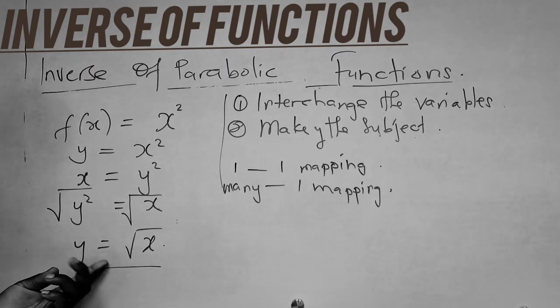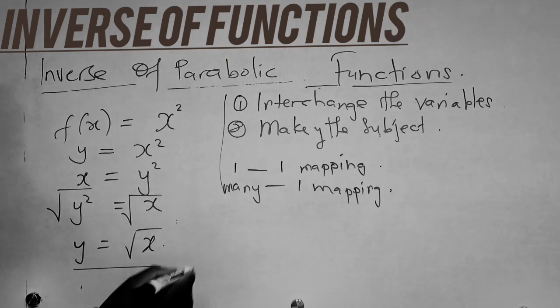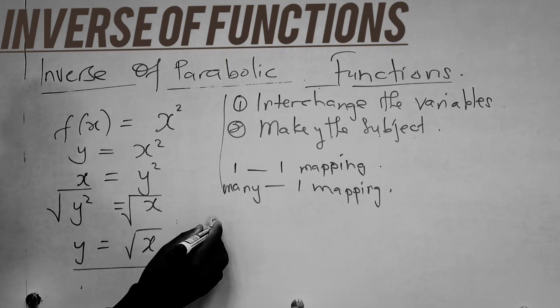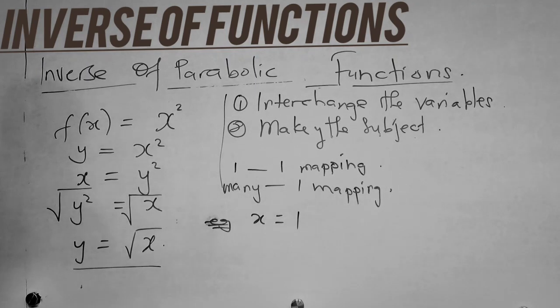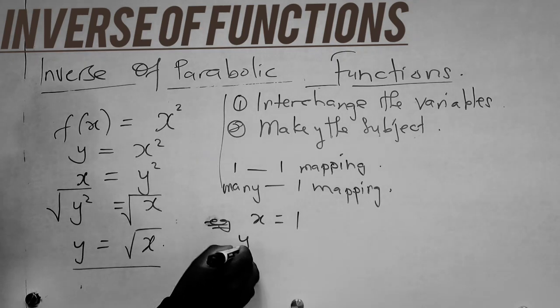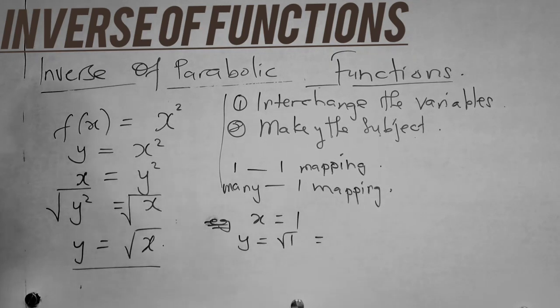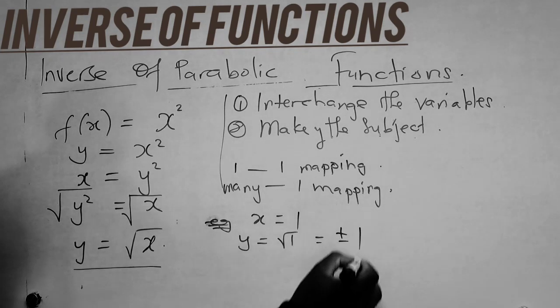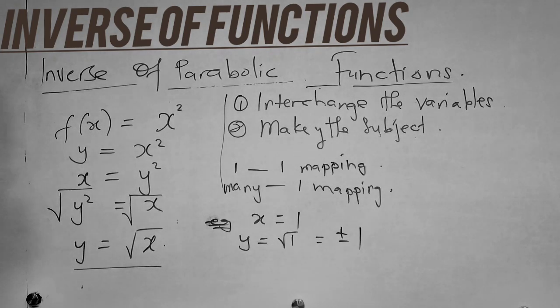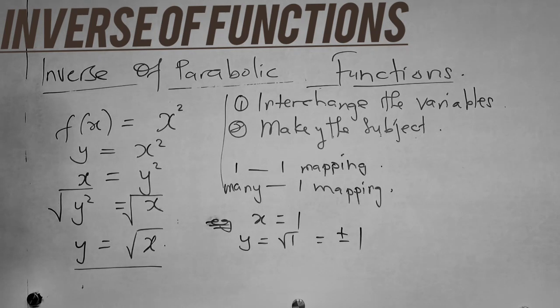So let's have an example. Let's say our input is, e.g., x is equal to 1. So what will happen here is that y is equal to square root of 1. What is the square root of 1? It's 1, but we can't say it's 1 because we are leaving plus or minus 1. So this will be plus or minus 1. It's our output. So now it is giving us more than one output. So it is no longer a function.